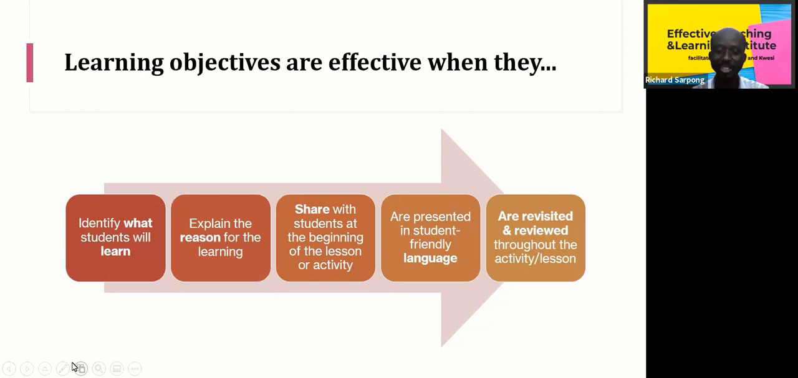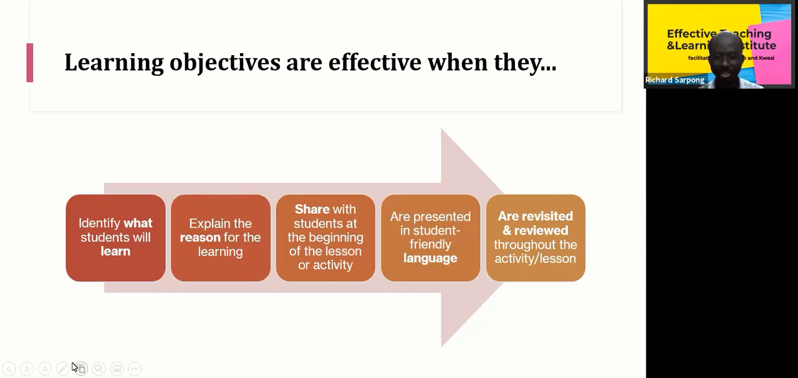The objective is not for the teacher, it's for the student, because it's a definition of what the students will be learning in the class, in the lesson, not what the teacher will be teaching. It's what the students will be learning. And it's important that the students know and understand this intended learning. And it has to be presented to them.